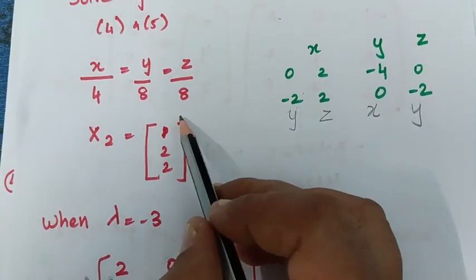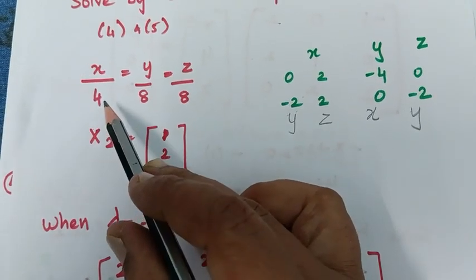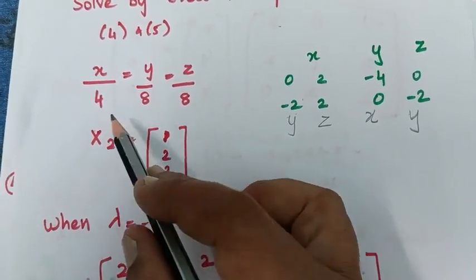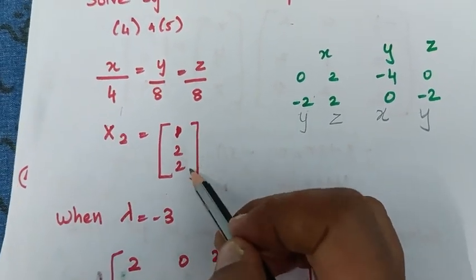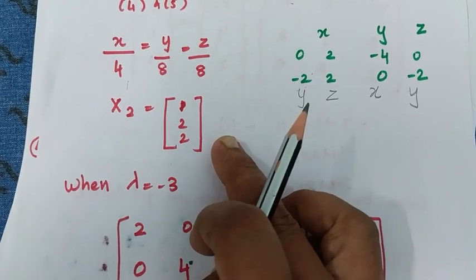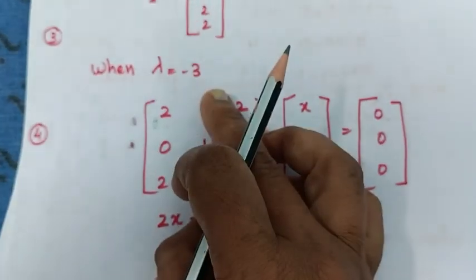Here, what we can do is divide everything by 4, so we'll get 1, 2, 2. So x2 is (1, 2, 2). This is an eigenvector for lambda equal to 3. So next is lambda equal to minus 3.